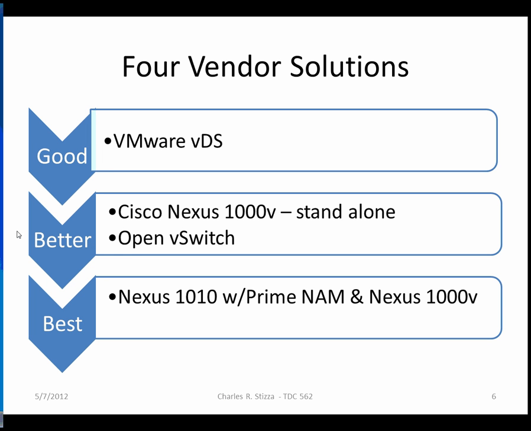The four vendor solutions I like to look at are VMware's VDS, the Cisco Nexus 1000V, the Open vSwitch, and also the Cisco Nexus 1010 Prime. I put these as good, better, and best solutions in relative placement of each other. This is not science, of course. This is just my opinion based on their market position and the functionality that you get.